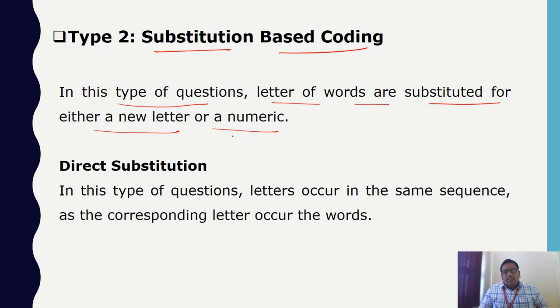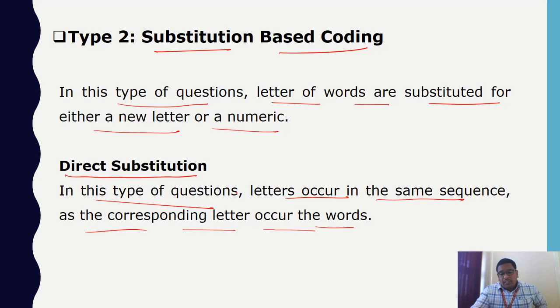Why they are substituted? There is no logic for it. That's the best part. So we have something called direct substitution. In this type, letters occur in the same sequence as our corresponding letters occur in the words. So it's better we move with an example to understand this definition better.